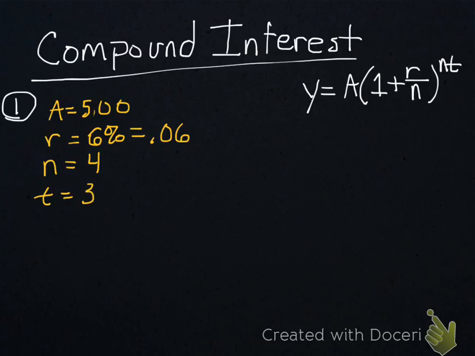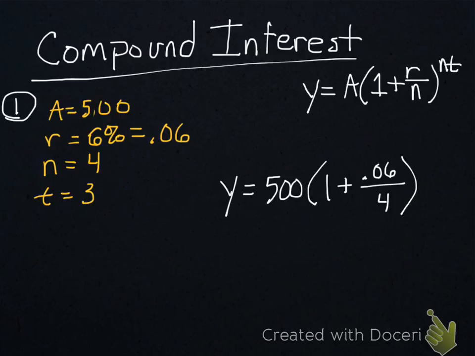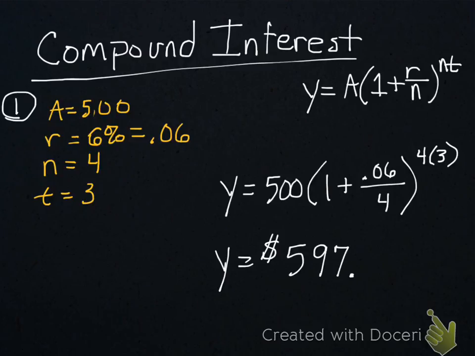So let's plug that in. Y equals 500, parenthesis, 1 plus 0.06 divided by 4, raised to the power of 4 times 3. I plug that all in the calculator, and I get Y equals, remember this is money, so we need a dollar sign, and we're going to round to the nearest penny, $597.81.